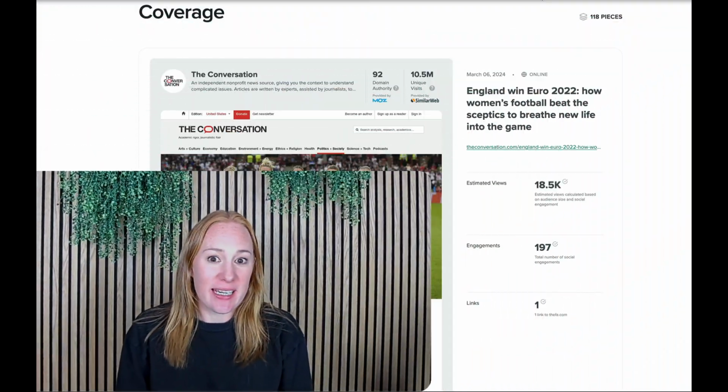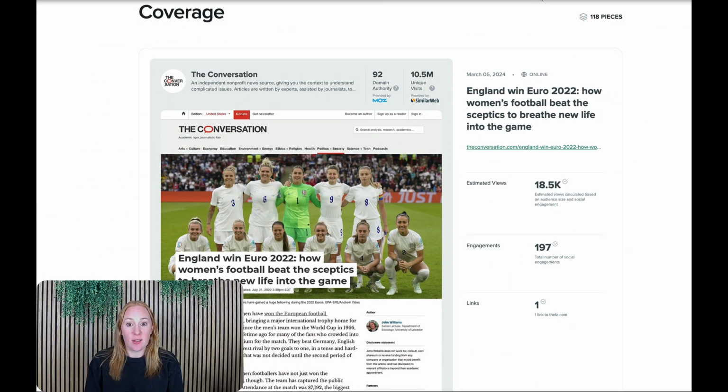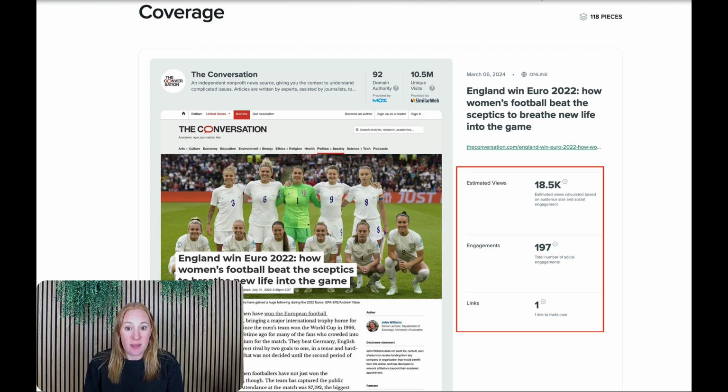Today I want to talk you through all the metrics you need to know to understand your CoverageBook report. So let's start with an online article. You'll see there are two main sections on this page. On the left-hand side, there are metrics of the publication as a whole. And on the right-hand side, the metrics are more specific to that particular article.